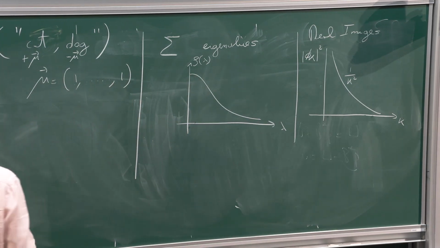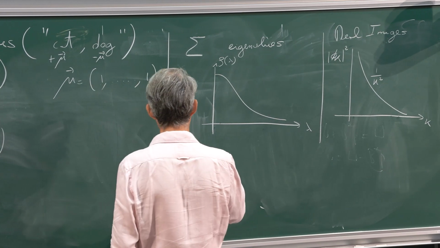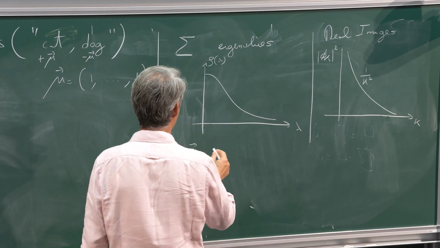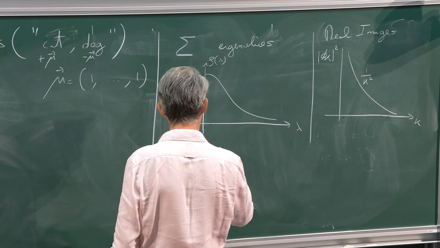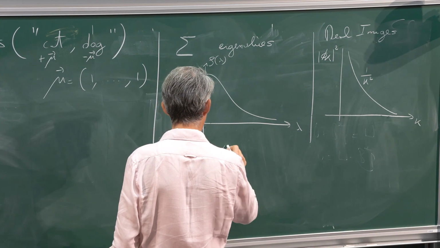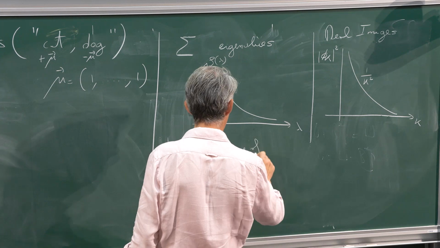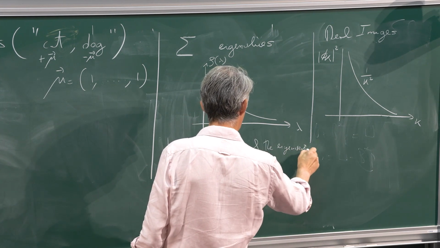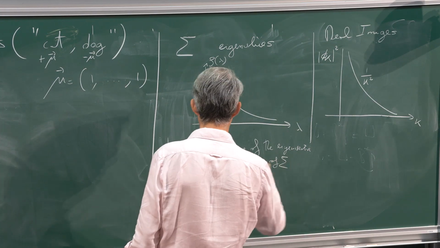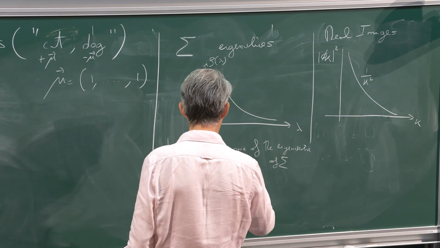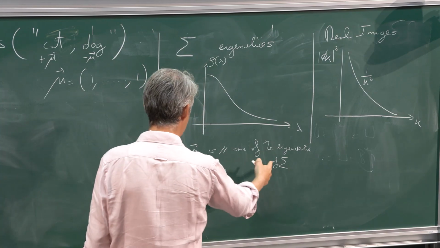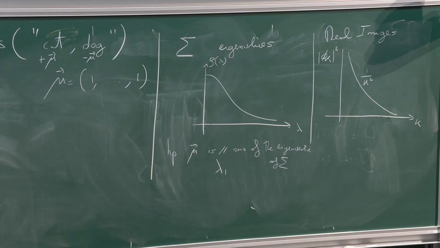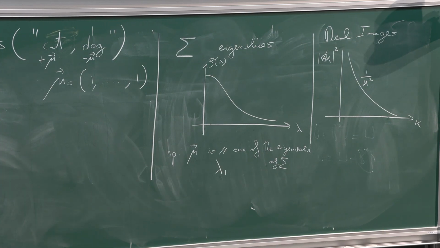So I have a distribution of lambda. And then I make another hypothesis, just to simplify my life, that mu is, let's say, parallel to one of the eigenvectors of sigma. So with a certain value, let's call it lambda 1, the eigenvector which corresponds to the direction mu will have an eigenvalue lambda 1, just to be simple. Okay, so that's the model.